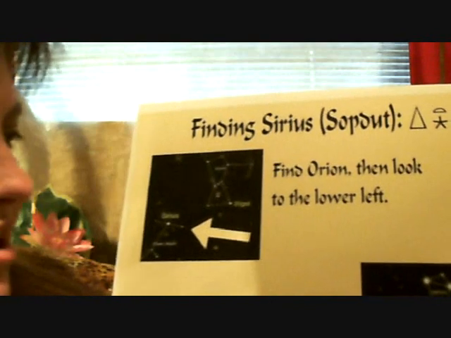Some fun facts about Sirius. It is about 9 light years away from Earth. It is the brightest star in the night sky, and it's technically not one star, but it is a binary star. There are 2 in a very close orbit, and that's part of the reason why it's so bright.